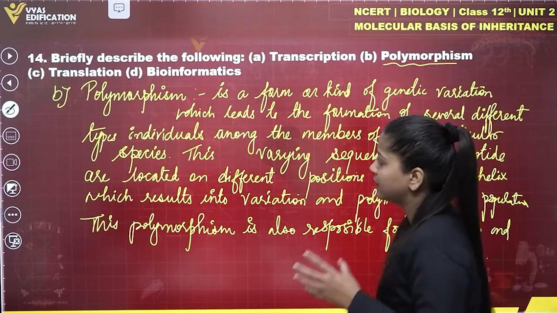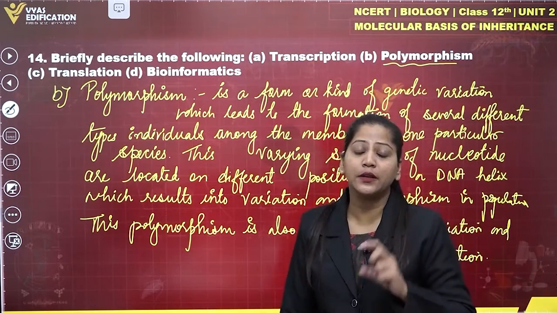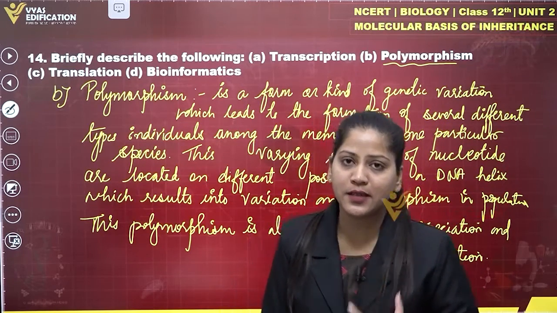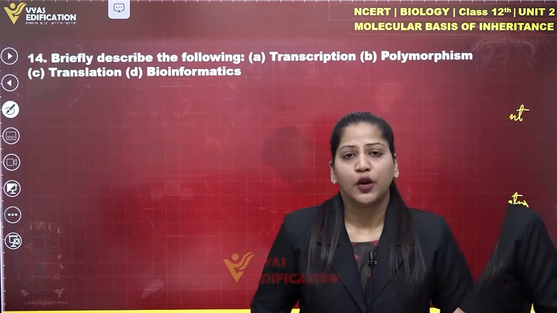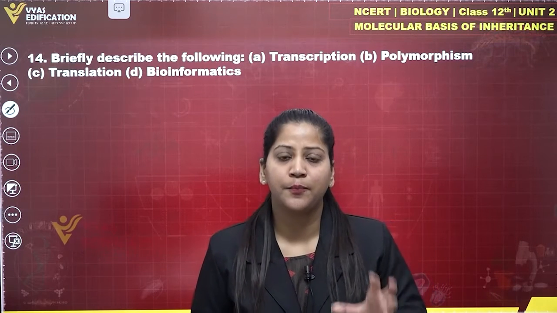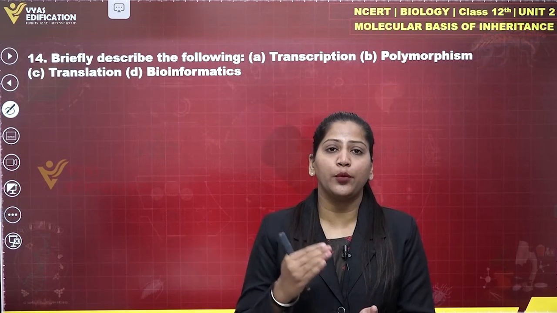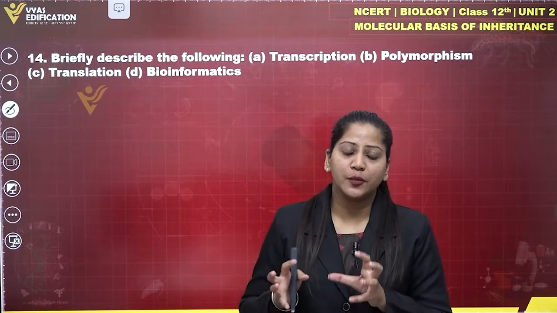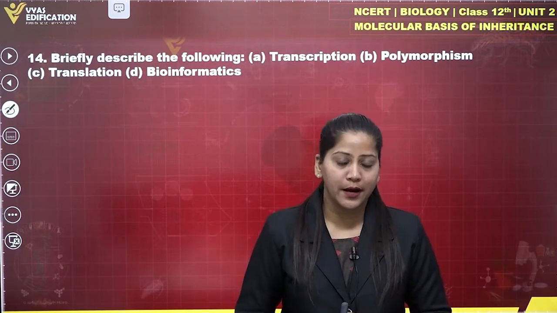So this is the complete description of polymorphism, and with this we have completed the B part of question number 14, and moving on to the next part, that is C part, in which we have to describe translation. So now let's discuss translation. What is translation? It is also a process in which protein is synthesized from RNA.